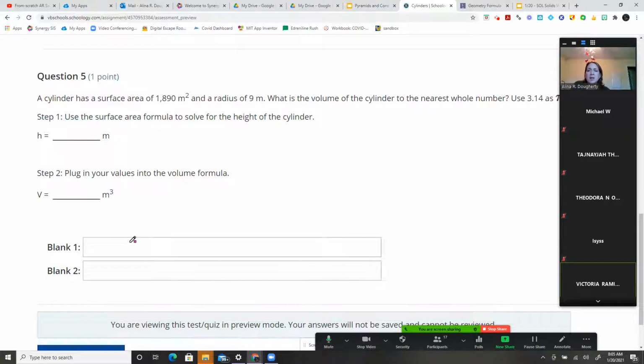A cylinder has a surface area. The surface area of a cylinder is 2 pi r h, that's the lateral area, plus 2 pi r squared, that's the top and the bottom. And a radius of 9. So this equals 1890, and I know the radius equals 9, so I can rewrite that whole thing with 9s for the r.